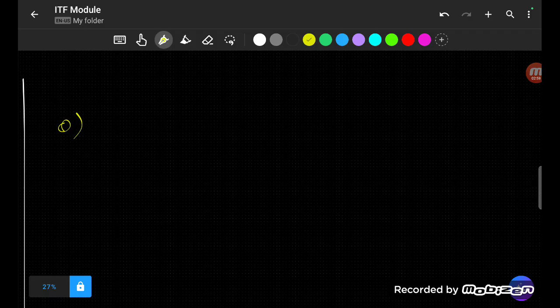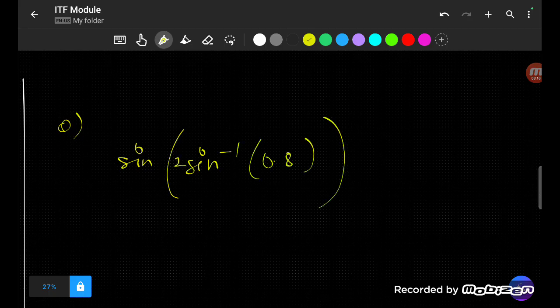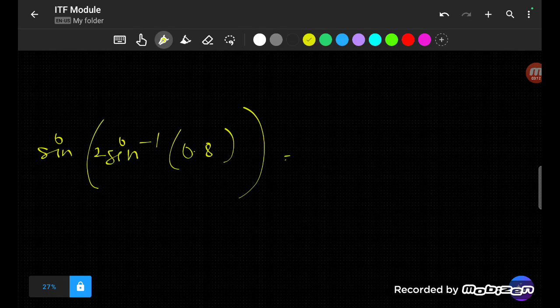So now we have another value. So now we need to do this here again. So we have sine of 2 sine inverse 0.8. 2 sine inverse sine 0.8.